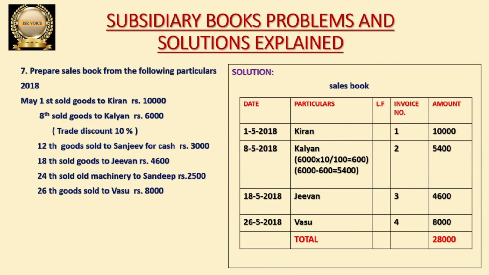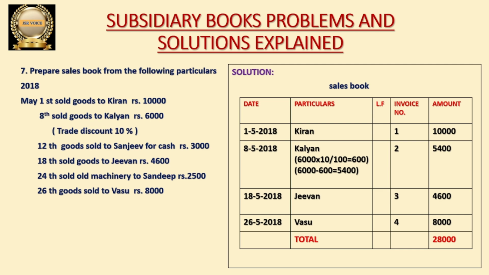So here the question is the 7th one. Prepare sales book from the following particulars. They are asking us to prepare the sales book here. The sales book columns are similar to those of the purchase book, and the rules are also the same, but it should be a sales transaction. The business has to sell. So you can see the sales book columns are the same as the purchase book.